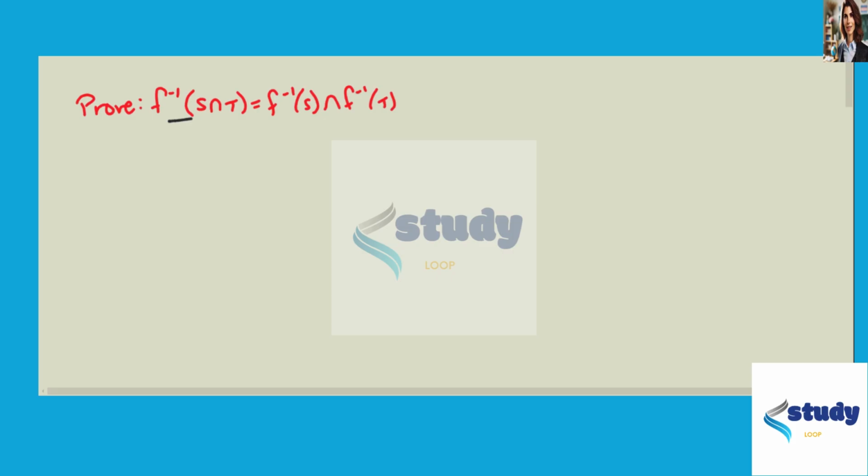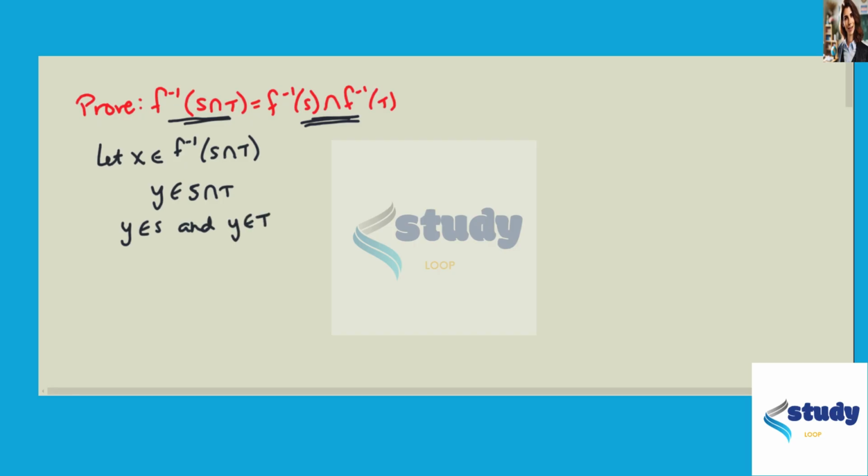I'm going to let x be an element of the first set and show that the first set is contained in the second. And then we'll go in reverse. And I'll let x be an element of the second set and show that it is contained in the first. So we will begin. Let's let x be an element of the left-hand set. Okay, since x is an element of that set, then y is an element of the intersection of s and t. Intersection means both, means and. So y is an element of s and y is an element of t.